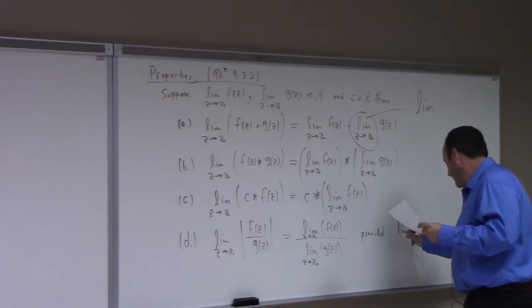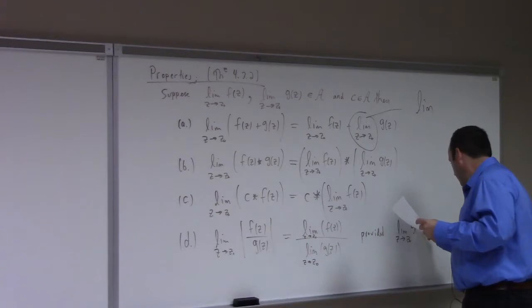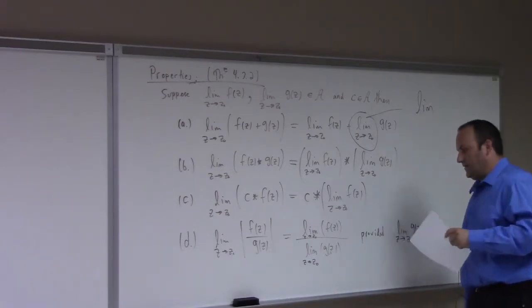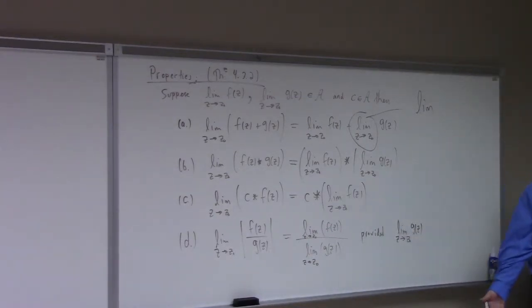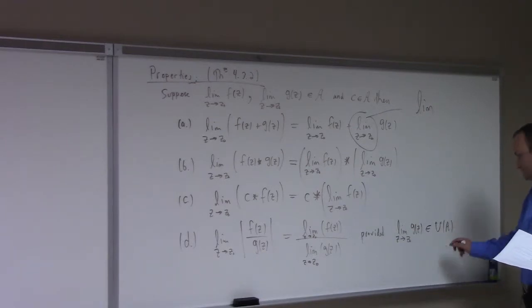This is provided the limit as z goes to z naught of g(z) is, where? Now, if we were working in the complex numbers or the real numbers, we'd just say non-zero there, because that's all you need for division to make sense. But in an arbitrary algebra, we need that it's not zero, and it's also not a zero divisor, right? In other words, we need that it's in the units. So we need that the limit is an element of the units of the algebra for that last limit law to make sense. All right?